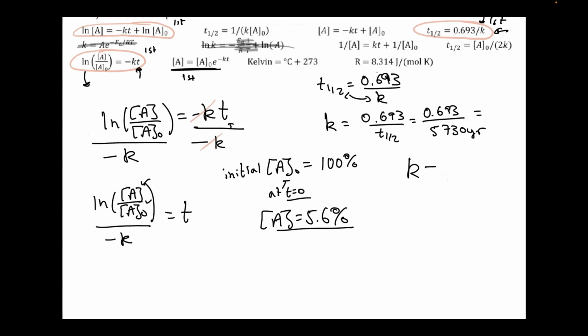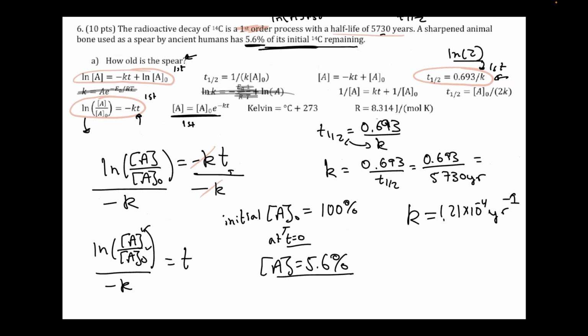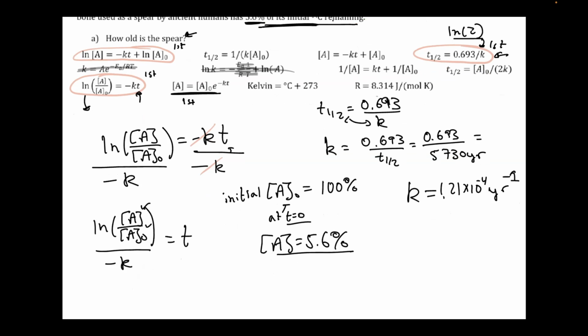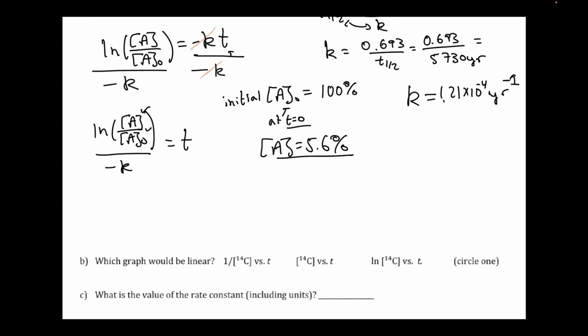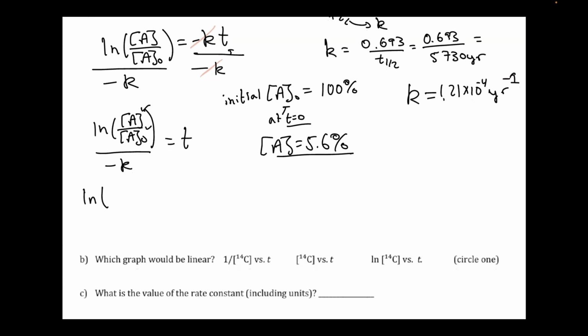I'll plug that in down here. k is equal to, and you can see our units here. This is unitless. Years is on the bottom, so we have years to the minus first for k. So I get 1.21 times 10 to the minus 4 for k. Again, we can always go back and forth between half-life and rate constant using this equation. Now we're in good shape to just plug in and solve. So we have, I'll do that down below here, ln of A is 5.6, A naught is 100, over negative 1.21 times 10 to the minus 4 years to the minus 1, is equal to t.